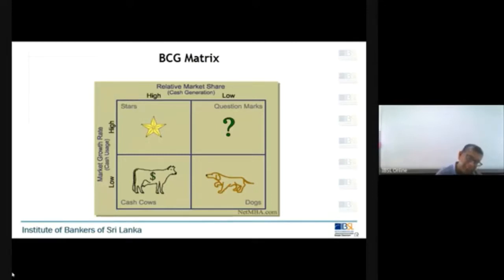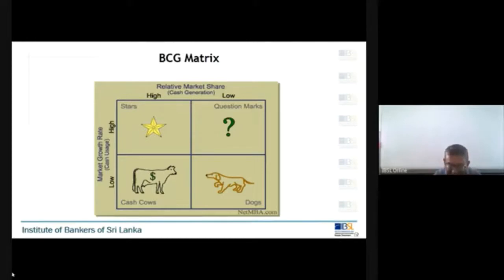Stars? What stage are the stars? Cash cow is the maturity stage. Stars are the growth stage, because they can become stars. Then where are the question marks? Question marks can be the introduction stage. Why? We don't know whether it's successful or not. It can be either the introduction stage or the growth stage. Clear? The decline stage is the dogs.